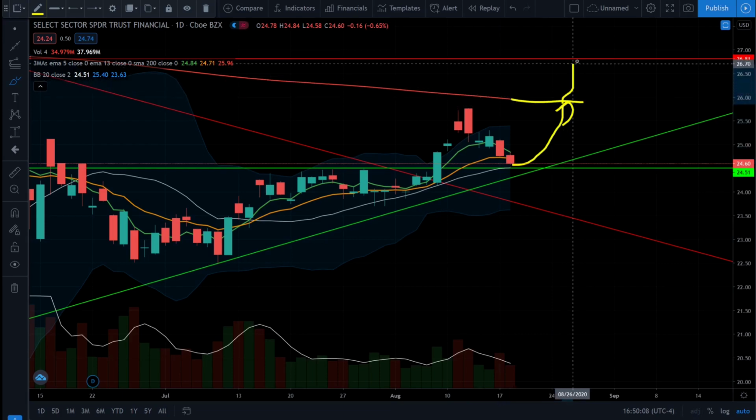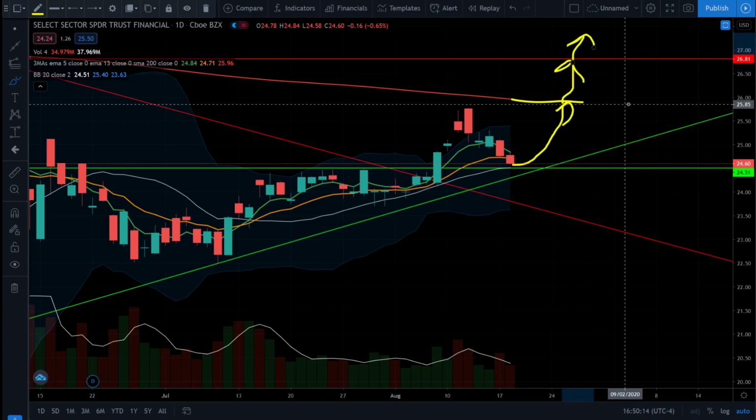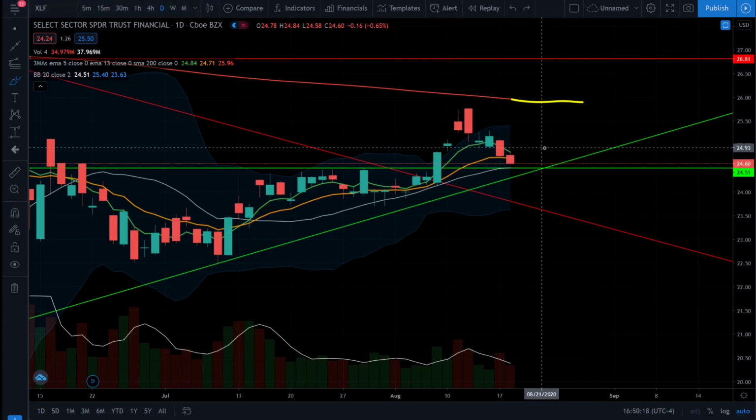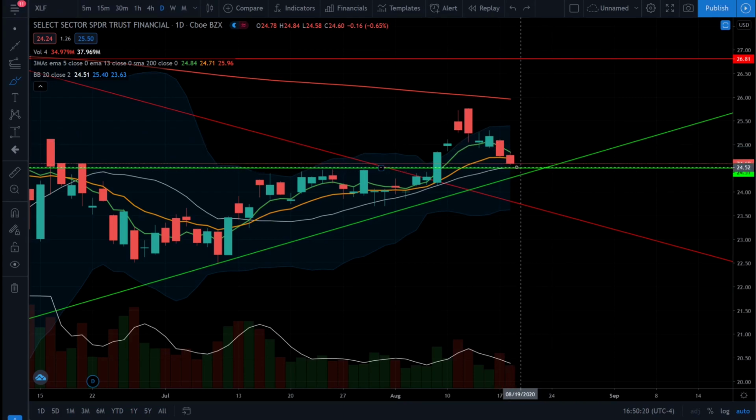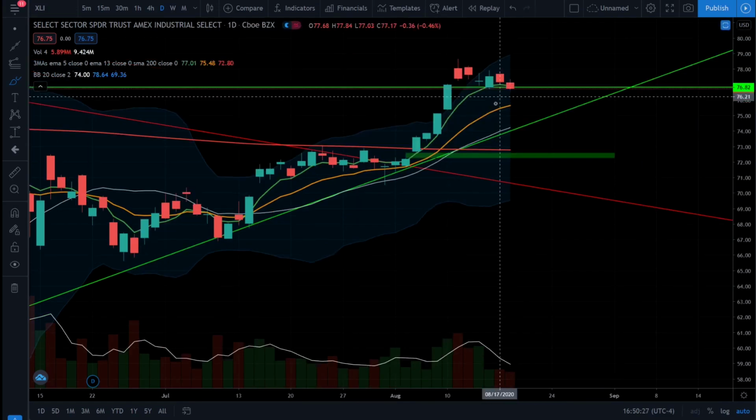Ultimately, a break higher of the 200 simple moving average would bring us to test the previous highs, and a break of that would tell us that this bull market's going to continue running. So as far as trading goes, the financials look very juicy right now, and it looks like it's very well set up to bounce off support and head up higher for a nice trade. Industrials, we see the same thing.